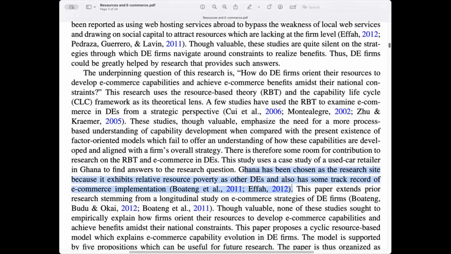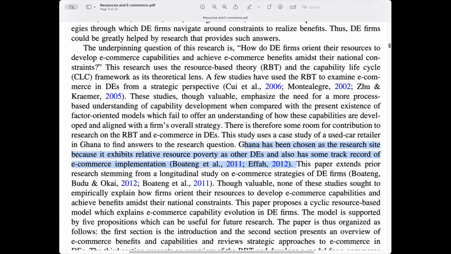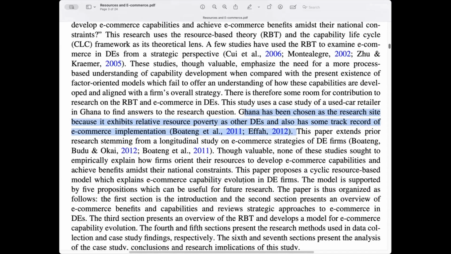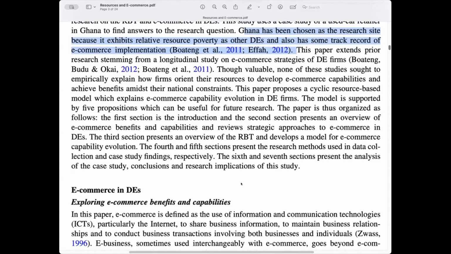And I justify by mentioning that Ghana has got some track record. I mentioned Boating and I mentioned a first work. Then I end up making some justification that some papers on e-commerce have been published already and more need to be published. Then I conclude.